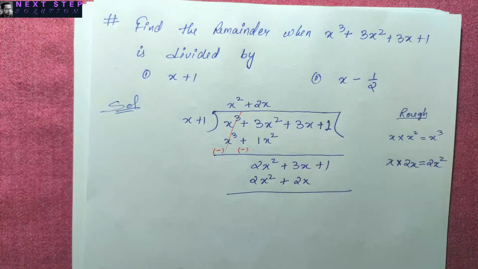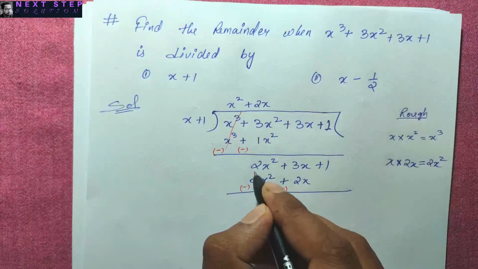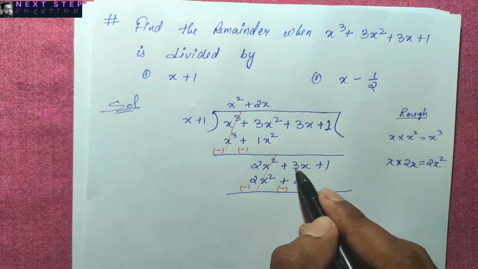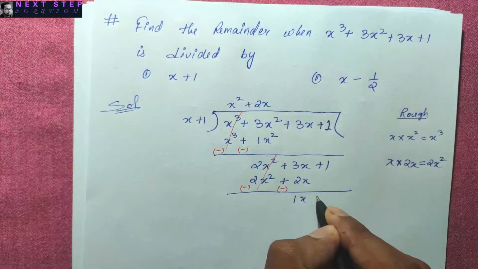Now we need to change the sign. This is positive, it becomes negative. This is also positive, it becomes negative. 2 minus 2 becomes 0. 3x minus 2x will give you 1x plus 1.